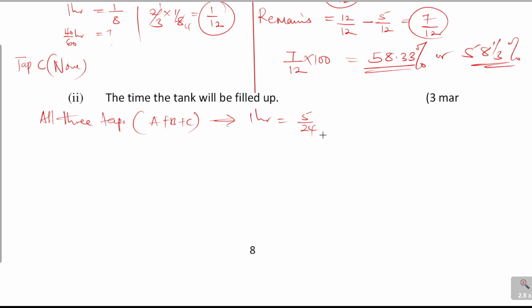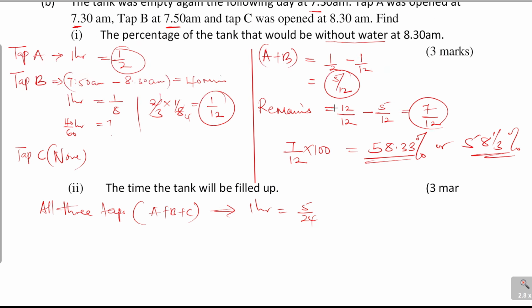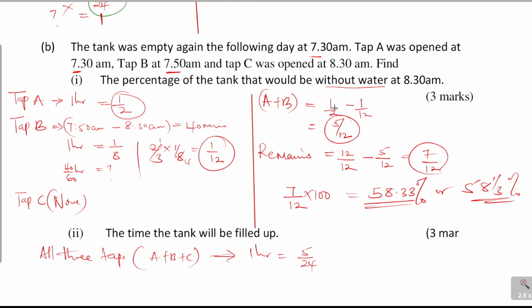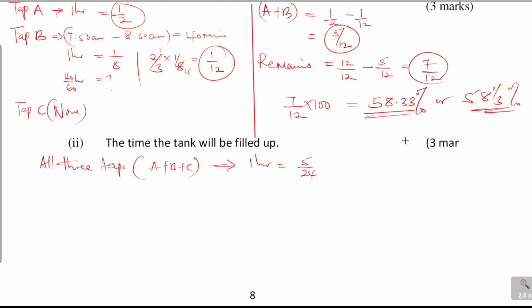So what about the remaining fraction? You already have the fraction that remains. In part 1, we already got the fraction without water, and the fraction without water was 7/12. The fraction with water was 5/12. So the fraction without water was 7/12. That is what we represented using percentage here. So if in 1 hour the three taps can fill 5/24 of the tank, what about the remaining fraction?